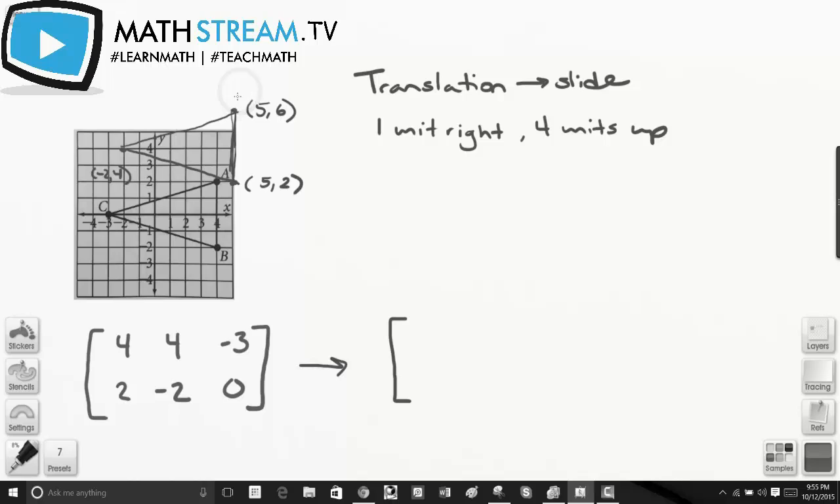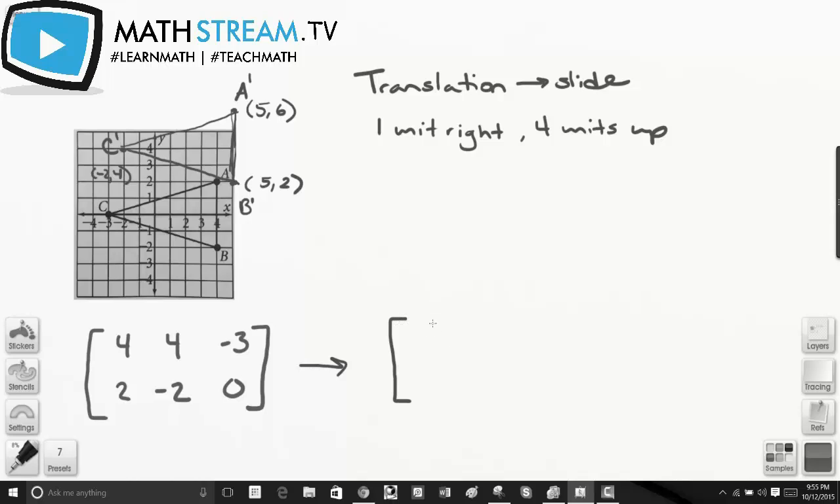Actually, usually when we slide something, this is kind of just a side note, we usually call it A prime. That means I've taken A and I've moved it once. And then I call B prime and C prime. So you don't have to use that. That's geometry language, but why not throw it in here? Because it's kind of useful.